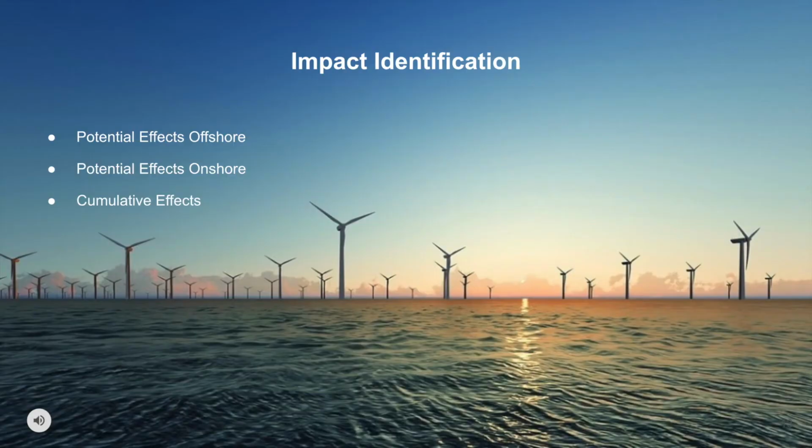In the impact identification part, there are three impacts examined: potential effects offshore, potential effects onshore, and cumulative effects. The physical process issues of Hornsea 4 are being evaluated for each of the main stages of development, which are construction, operation, and decommissioning, with the scale of effects considered relative to the baseline condition.